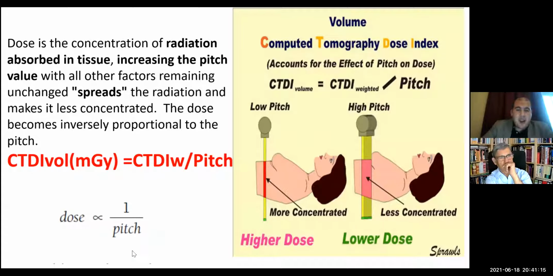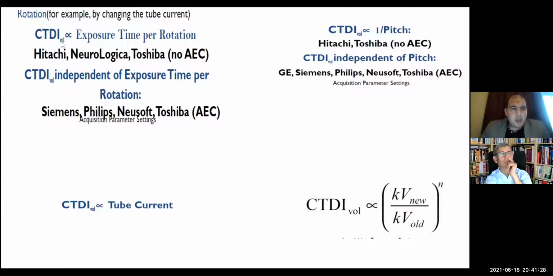Pitch is a parameter you can see and use in your CT, or while designing your CT protocol. Now you will find that there is a direct relationship between CTDI volume and exposure time or rotation time. That means if you increase the rotation time, you are increasing the patient exposure, so CTDI volume will increase. You can see here different vendors like Neurologica, Toshiba or Hitachi, here without using milliampere modulation, automatic exposure control. Automatic exposure control means that you are using dose modulation techniques.